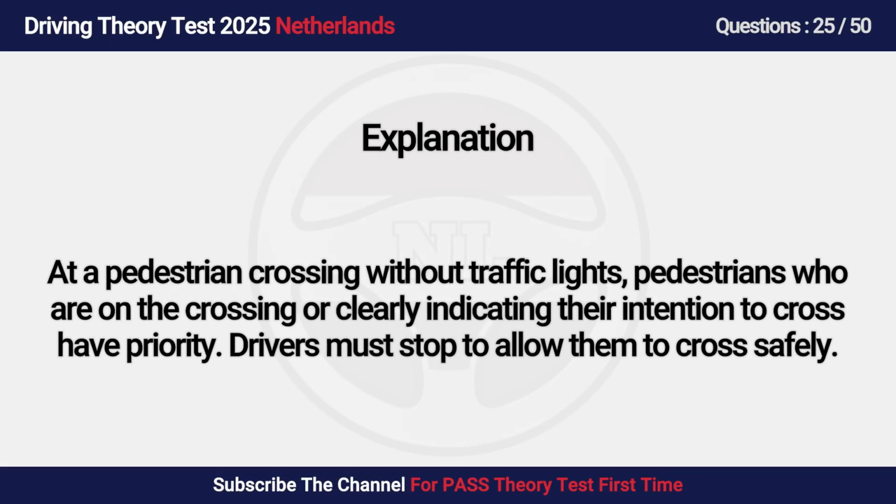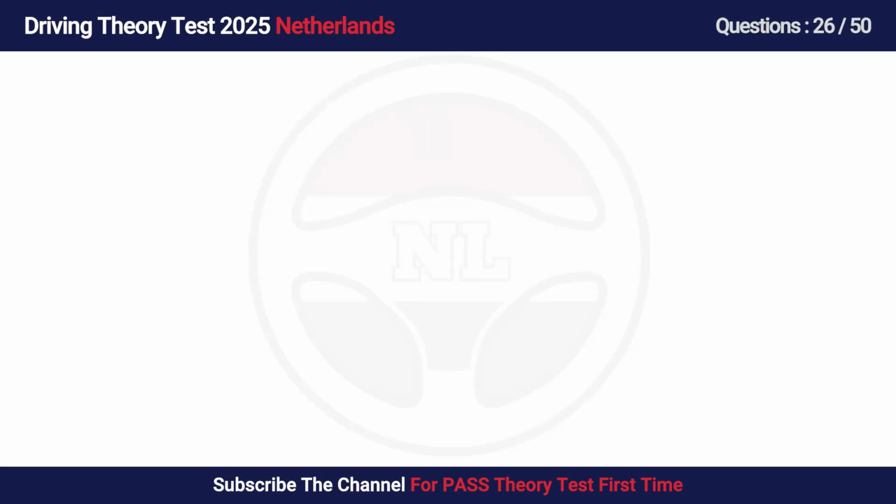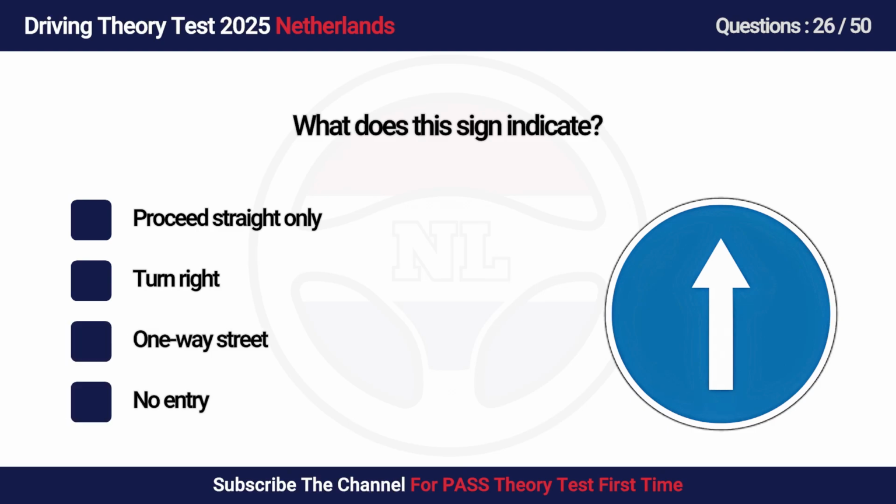At a pedestrian crossing without traffic lights, pedestrians who are on the crossing or clearly indicating their intention to cross have priority. Drivers must stop to allow them to cross safely. Question 26. What does this sign indicate? A. Proceed straight only. B. Turn right. C. One-way street. D. No entry.